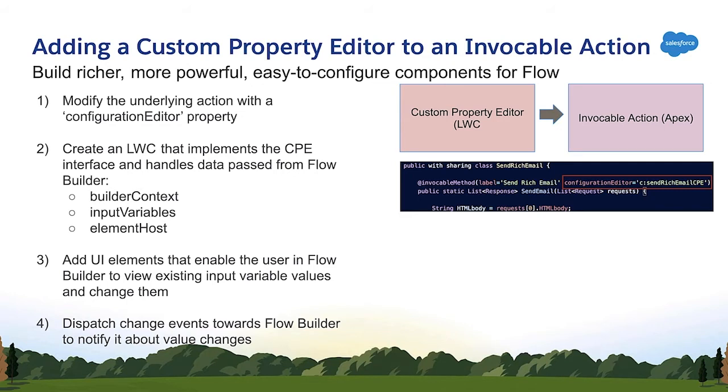You can populate your component with any existing values that the user has previously provided. That will also come down from Flow Builder. And you can then enable the user to update their configuration. Whenever they make a change in your LWC, you take that change and fire an event with it so that Flow Builder can update its own internal store of the configuration.